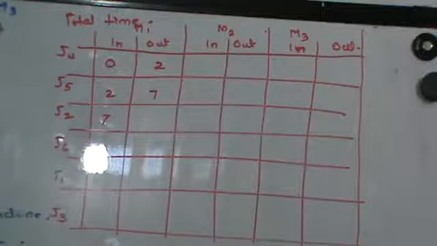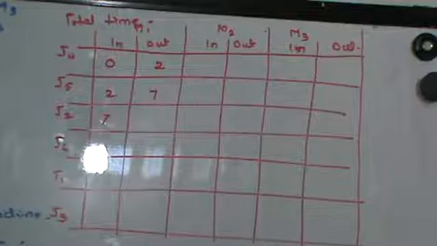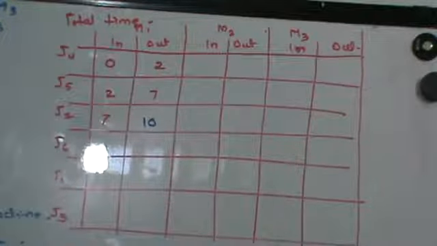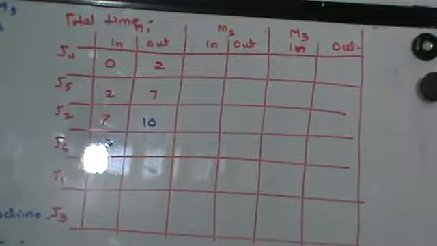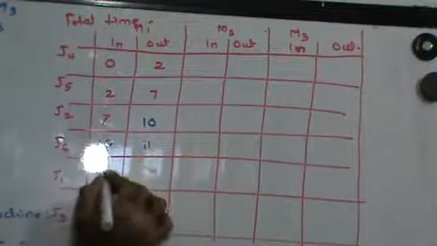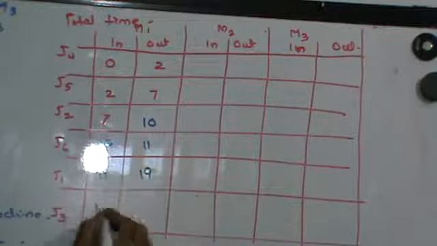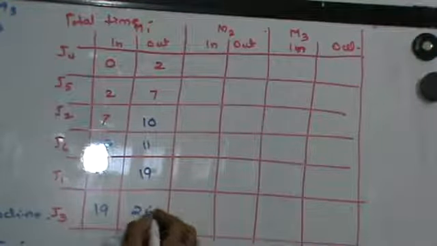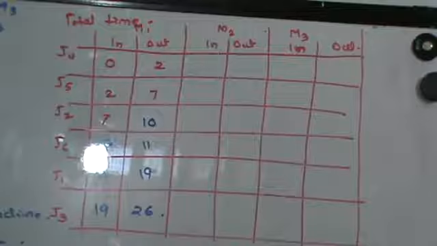let's see this. Now, J2 is 7 hours starting. J2 takes 3 hours, so this is going to be equal to 10. Fine. Next, so 10 will come here. J6 takes 1 hour, so this is going to be 11. J1 takes 8 hours, so this is going to be 19. J3 takes 7 hours, so this is going to be 26. Okay. Now, let's see machine 2.